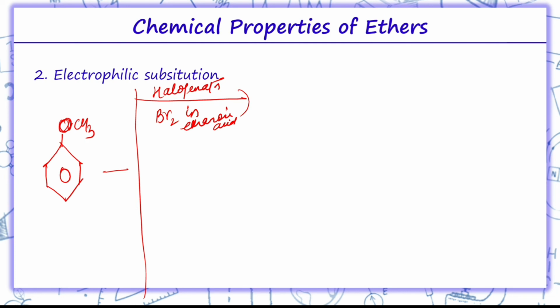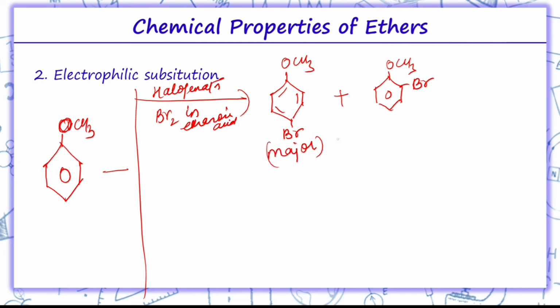But the para isomer which is obtained over here is 90%. So we can say the major product obtained is the para product. Thus it is OCH3 and Br. This is known as para-bromoanisole, plus we get ortho-bromoanisole. So the major product formed over here is para-bromoanisole, and this one is the minor product, which is ortho-bromoanisole.